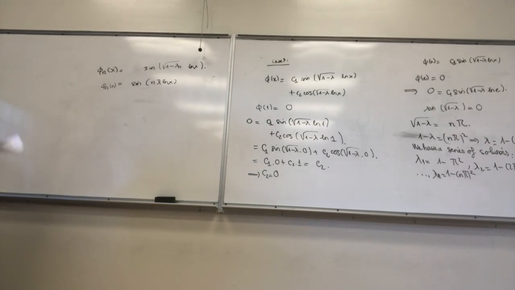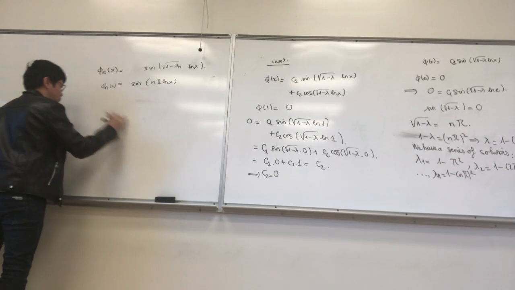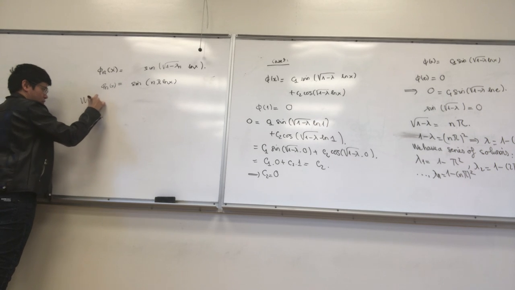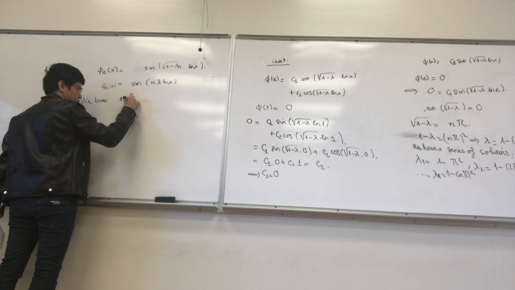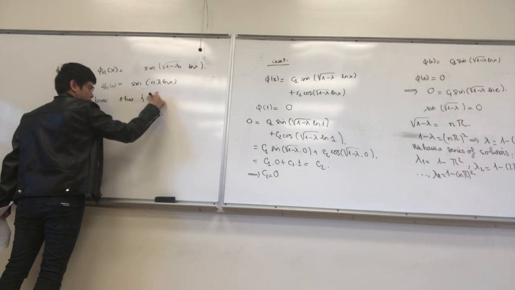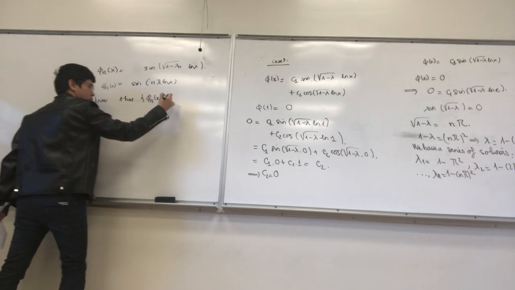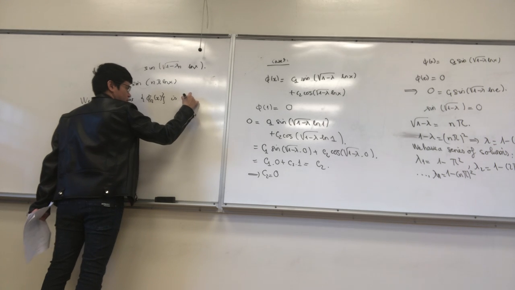So we know that phi n is an orthogonal basis.